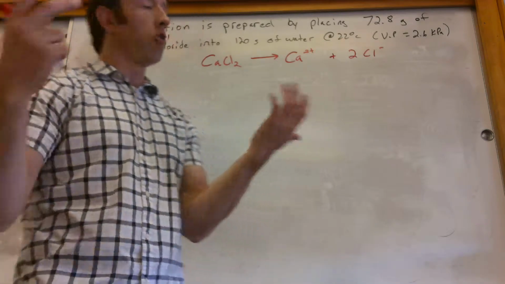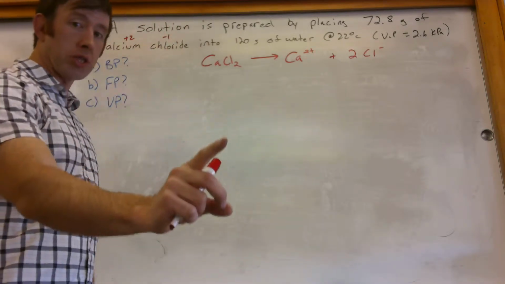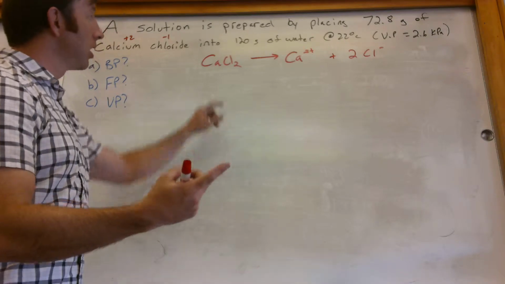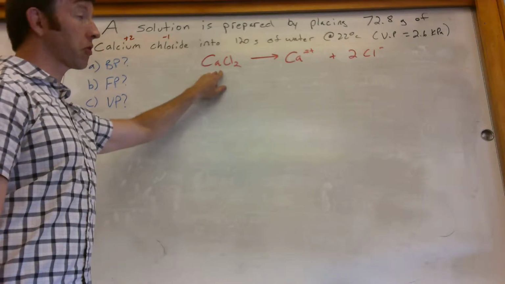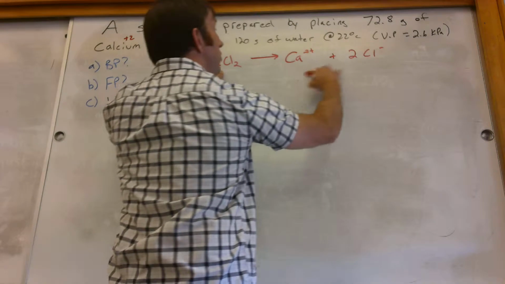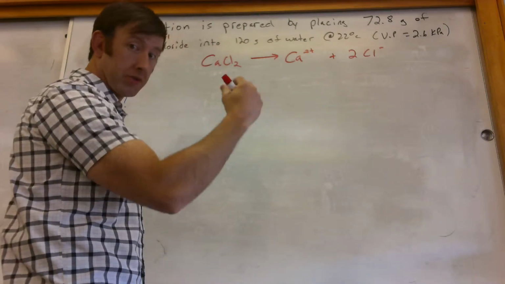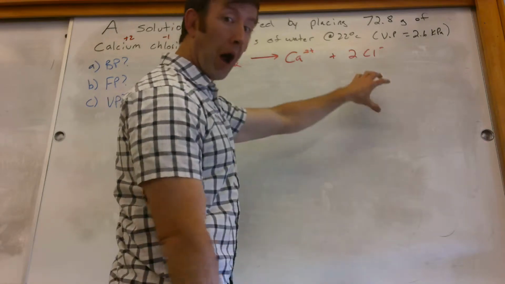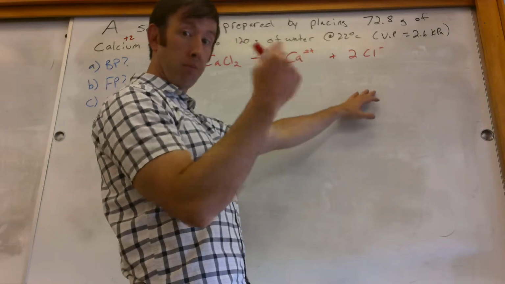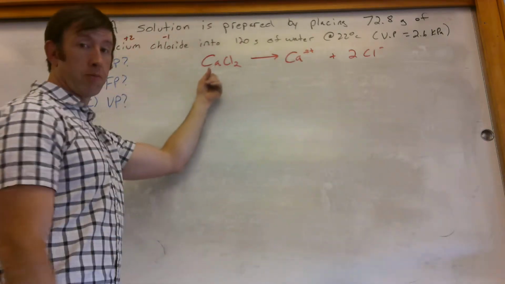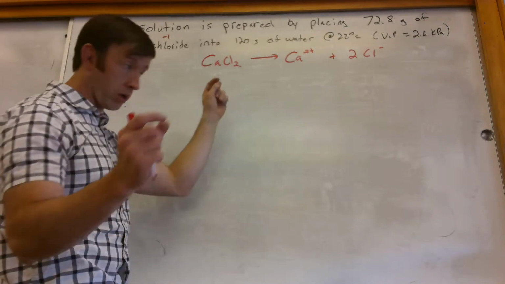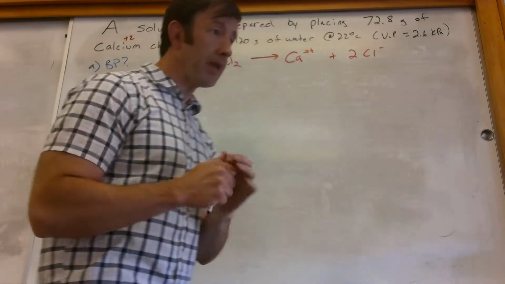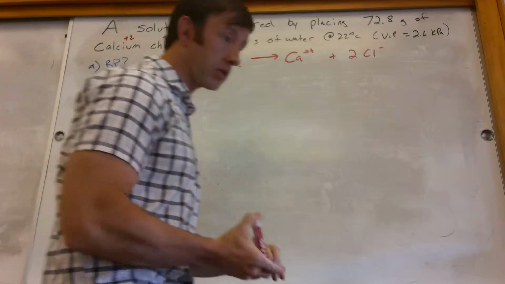The reason I need to write out my dissociation reaction in that way is that 1 particle of calcium chloride actually produces 3 ion particles when in solution. And it's this side of the equation, the number of ion particles, that actually affects my boiling point and freezing point, not the number of the original particles. Keeping that in mind, I'm going to solve for molality first.